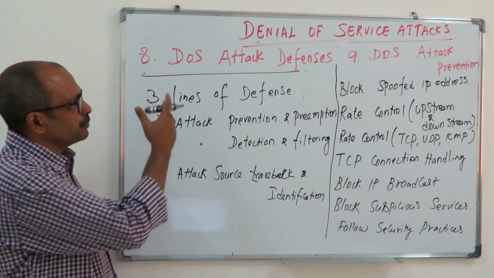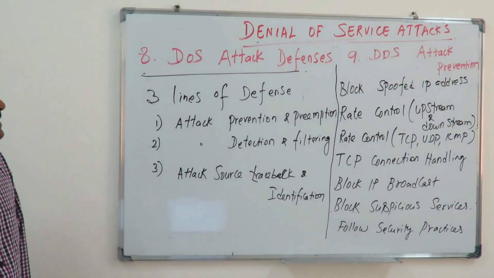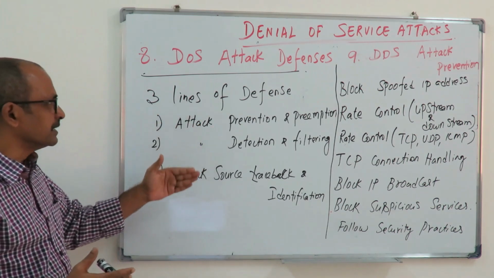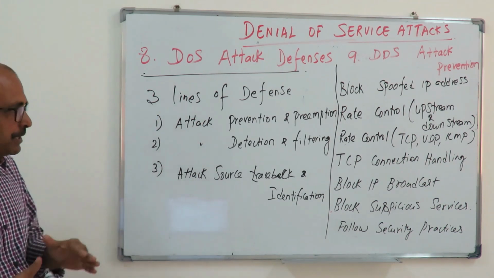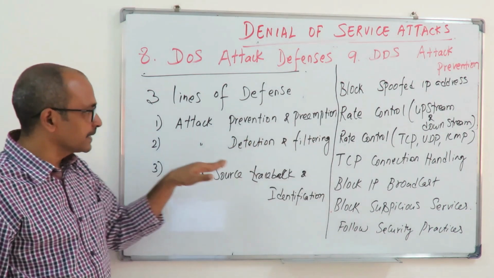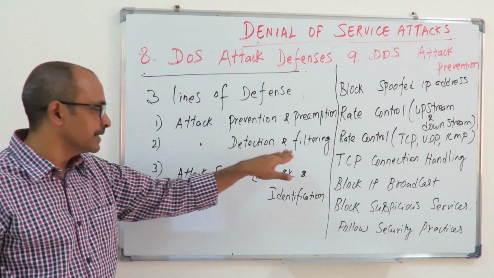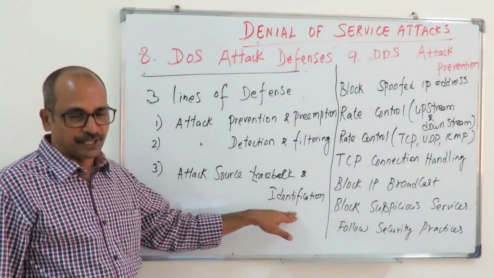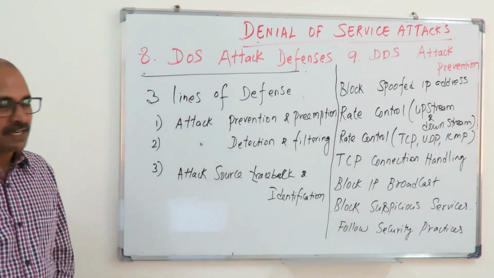If you go for the denial of service attack defense, that is, protection, there are 3 different lines of defense. The first one is called attack prevention and preemption. The second one is attack detection and filtering. The third one is attack source traceback and identification. So these are the 3 different lines of defense.